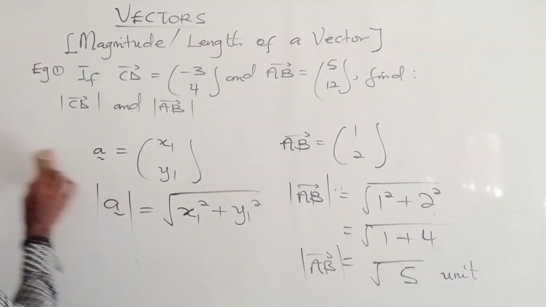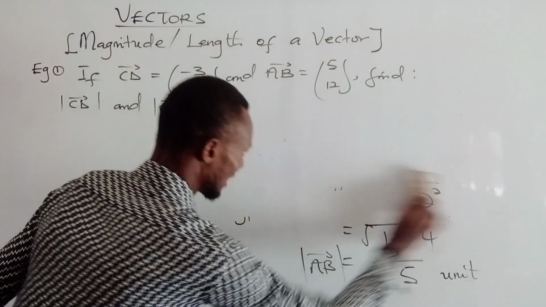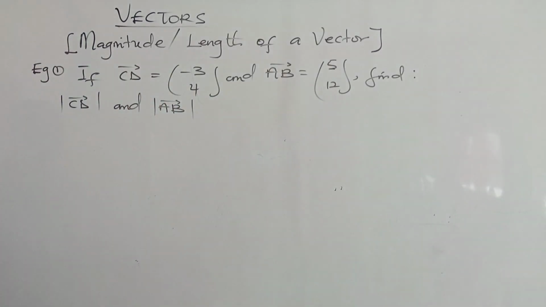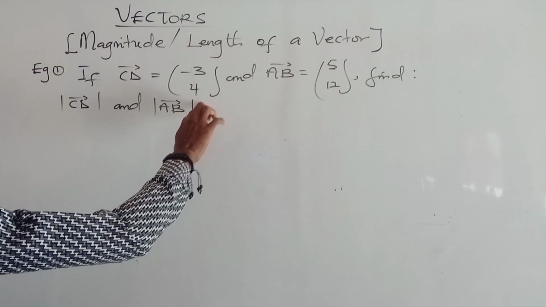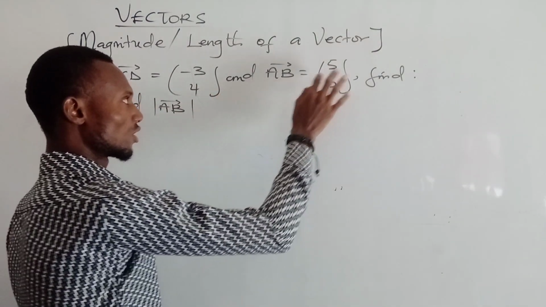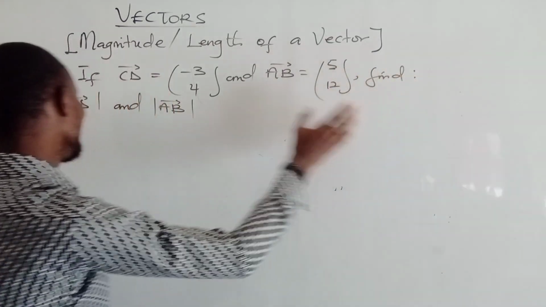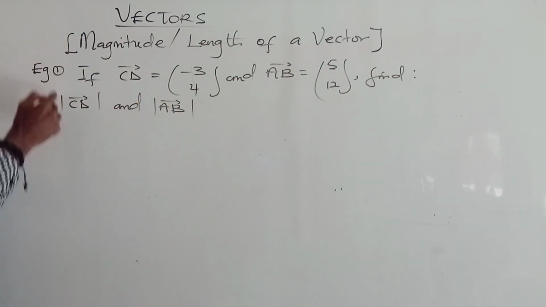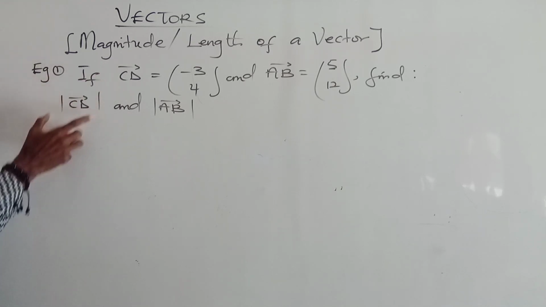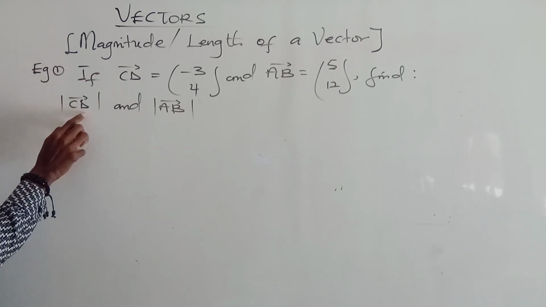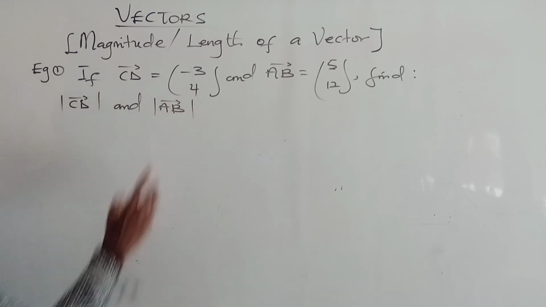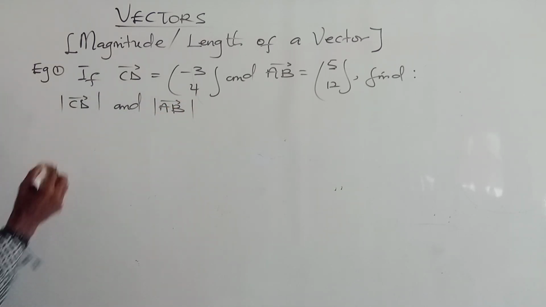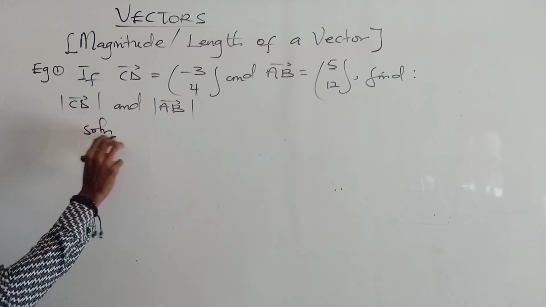So let me clean this from here so that we can tackle example 1 on the board. Let's read the question. It says that if vector CD equals (-3, 4) and vector AB equals (5, 12), find the magnitude. These two lines mean magnitude or length. So find the length of vector CD and also find the magnitude or length of vector AB. Let me write down my solution and let's proceed.